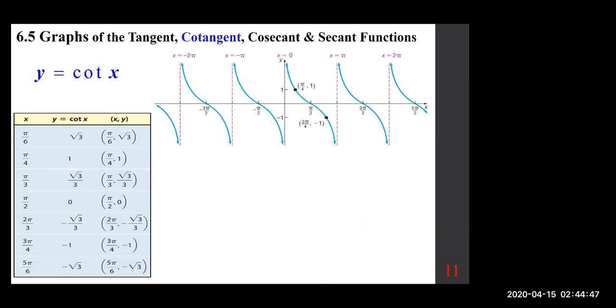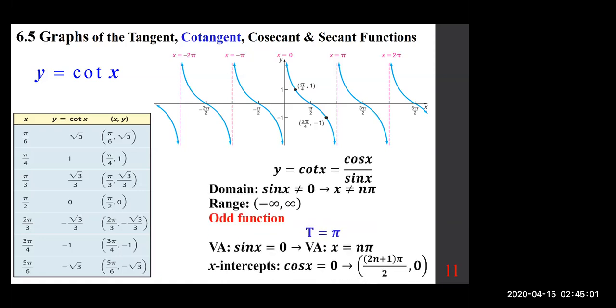Again, I don't want to waste too much time on that. How do you graph it? I have no idea. I plot pairs. In the beginning, we don't know what the graph looks like. But remember, cotangent is cosine over sine. Therefore, let's discuss a few things, okay?